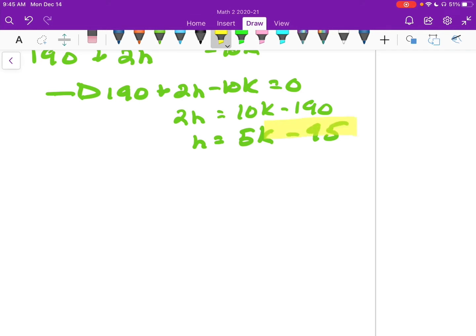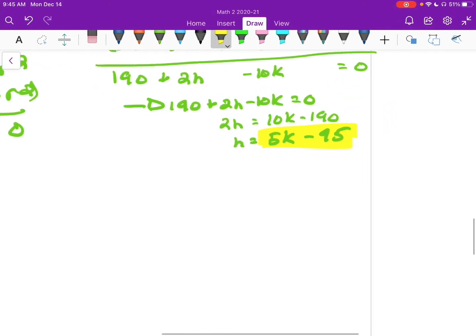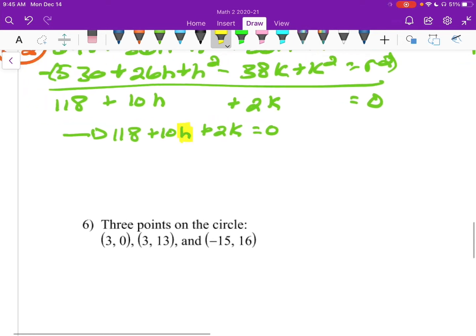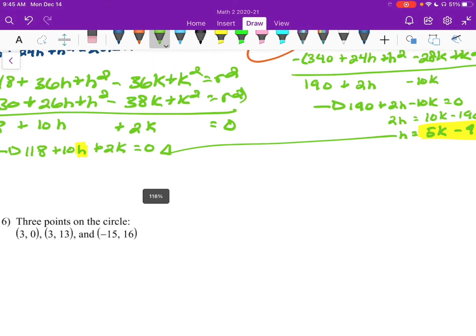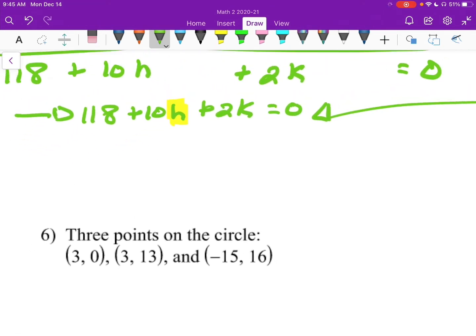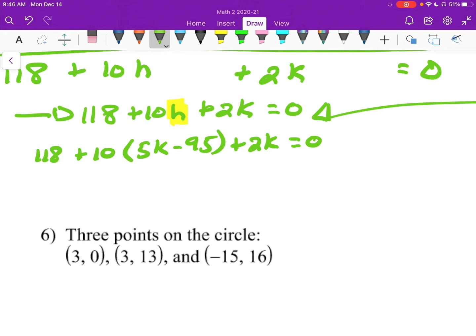I'm going to take this, and I'm going to take it all the way to the left, and I'm going to plug it into this h, right? I'll do a little arrow there. I'll do a prettier arrow than that. There we are. All right, what was it? It was 5k minus 95. All I did was I plugged in h here.